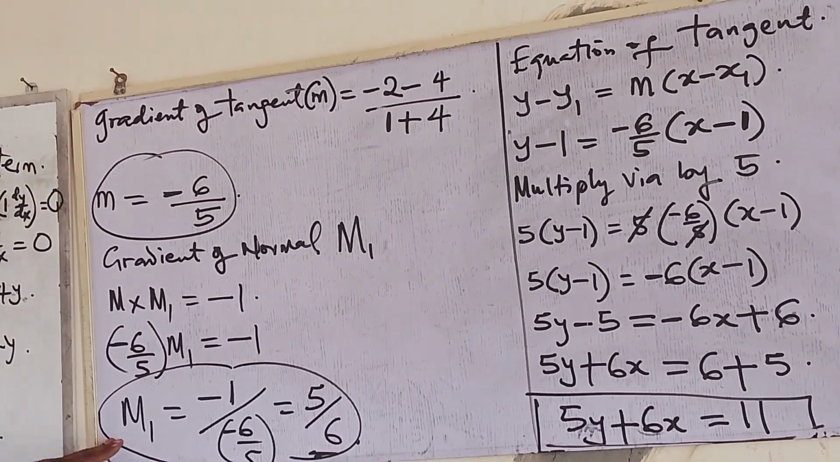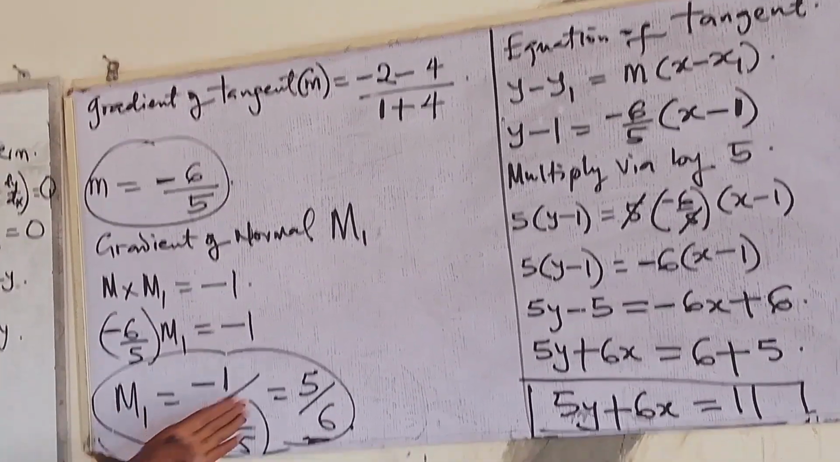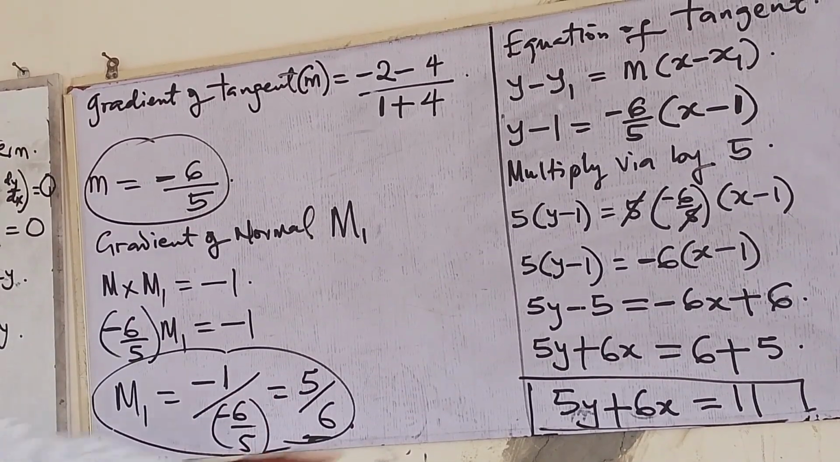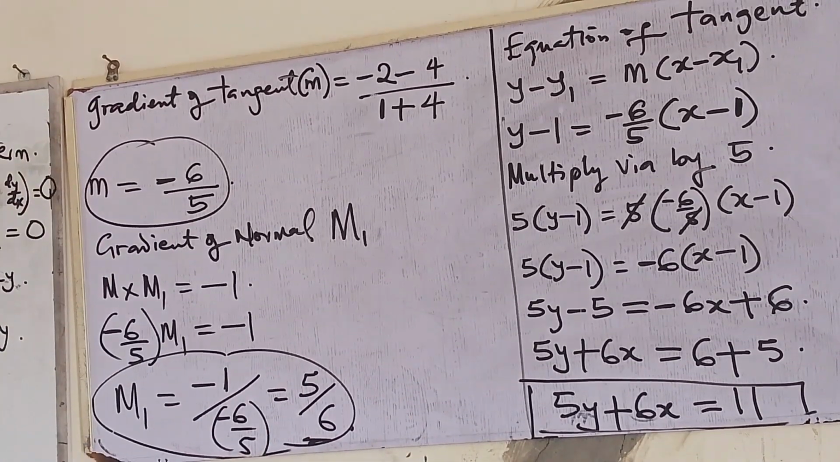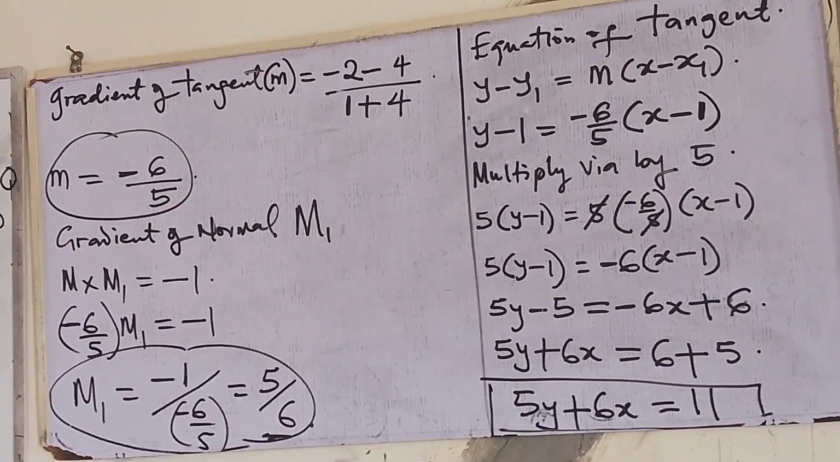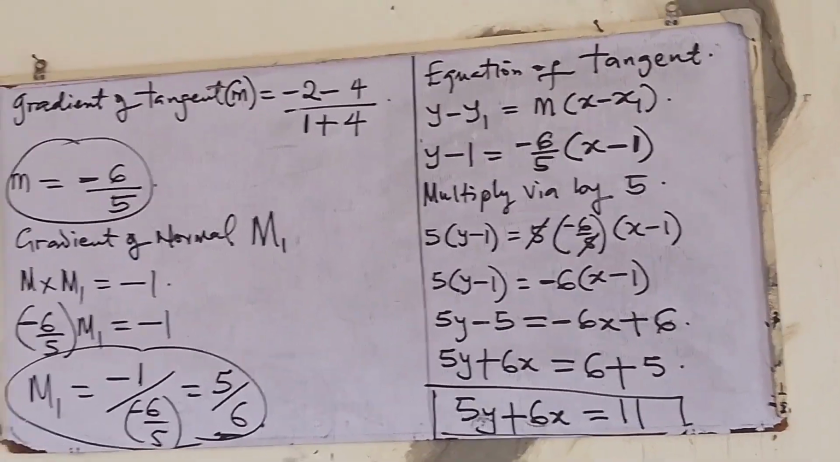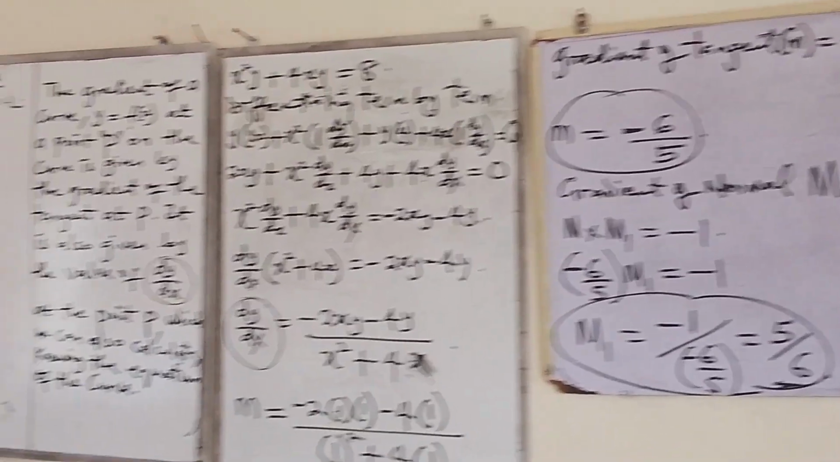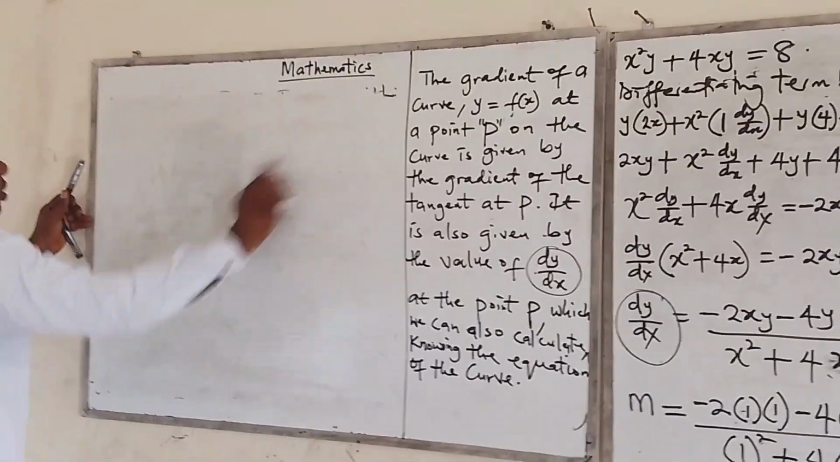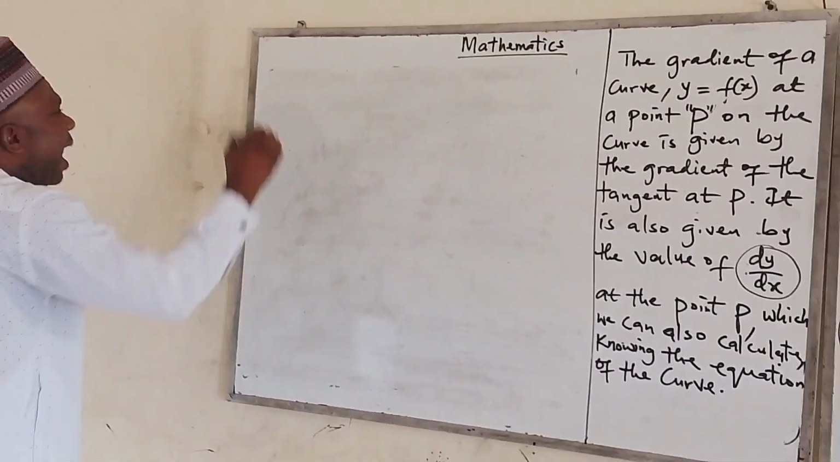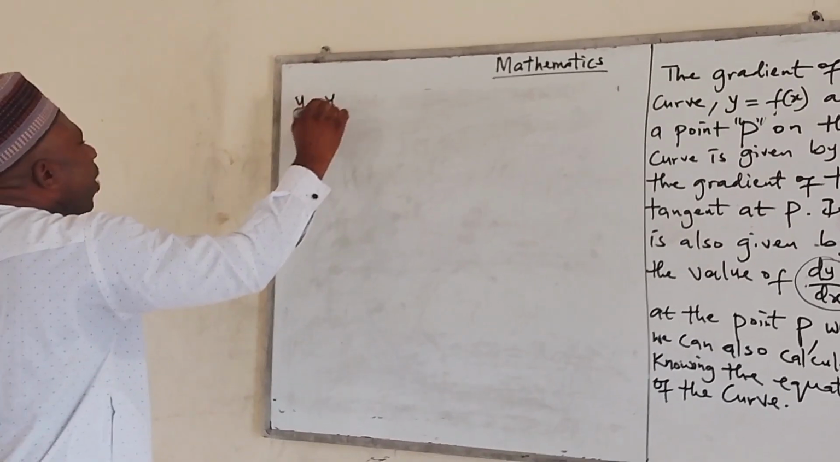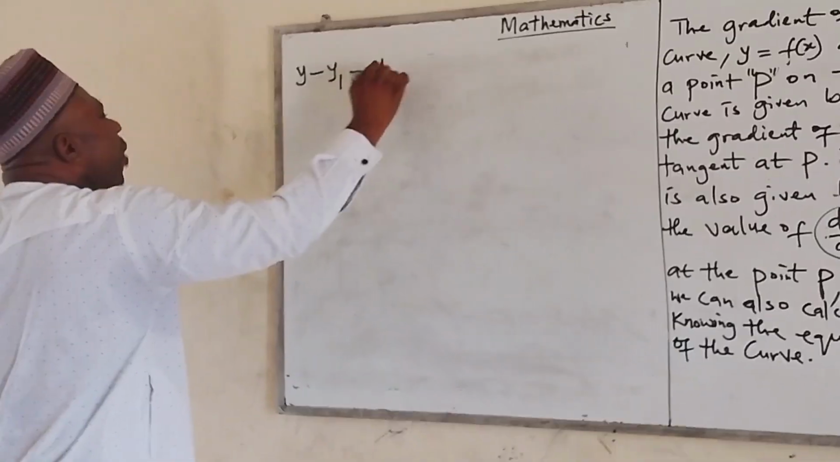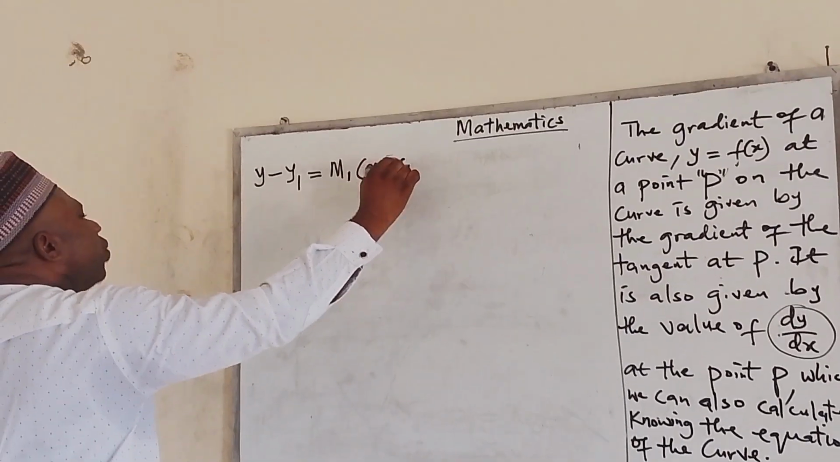So now we have the gradient of normal to be 5 all over 6. I want us to get the equation of normal. To find the equation of normal, we are going to use the same points. So we have y minus y1 will be equal to m1 in bracket x minus x1.